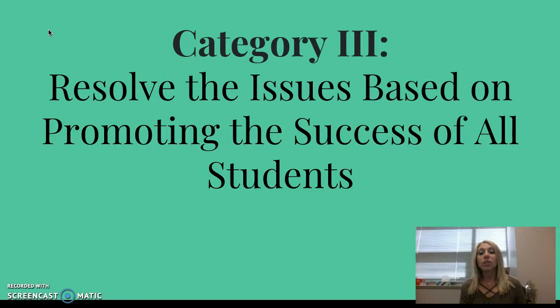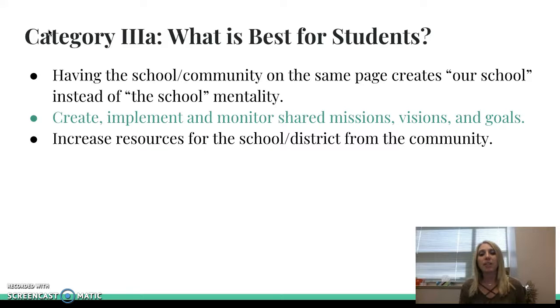Category 3, resolve the issues based on promoting the success of all students. So what is best for all students? Obviously, having that school-community relationship will make the mentality change from just the school to our school. They're going to start to have ownership over what is happening in that, and that's ultimately going to be what's best for students, is if we can come together and work together for them.